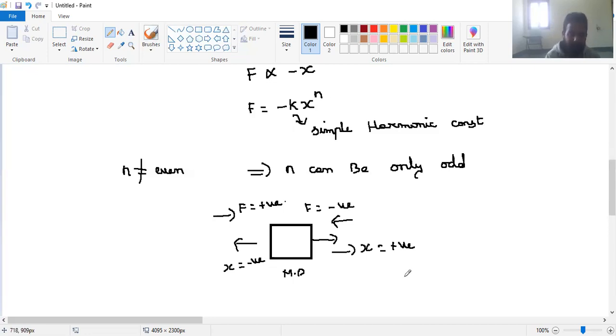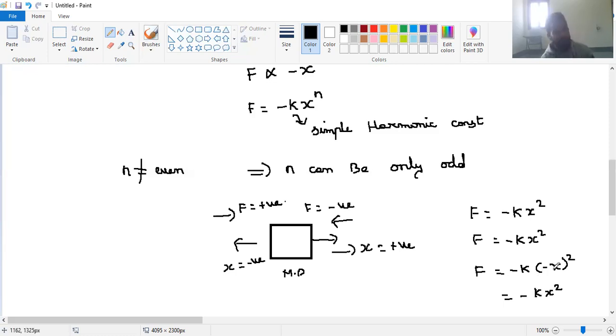Suppose I take n equal to 2, then F is equal to minus k x square. If I take x as positive, I obtain minus k x square, which is valid up to here. But if I take x as negative, minus of x square, I again get F as minus k x square. That means even for negative x, I get the force as negative, which cannot be the condition of simple harmonic motion. The condition of simple harmonic motion is that the displacement and force should always be in opposite directions.